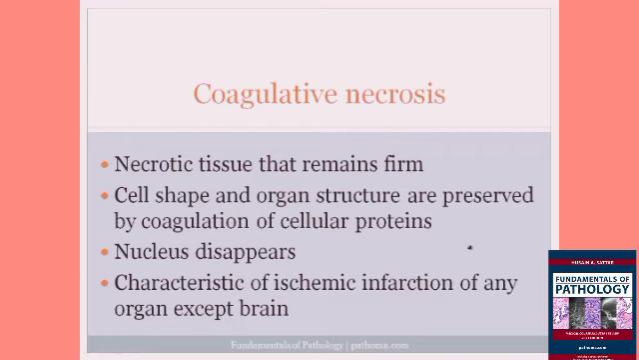What is coagulative necrosis? It is necrotic tissue that remains firm, i.e. the tissue sort of coagulates, or rather the cellular proteins actually coagulate so that the cells retain their shape and the organ structure is preserved. So otherwise stated, the tissue dies.